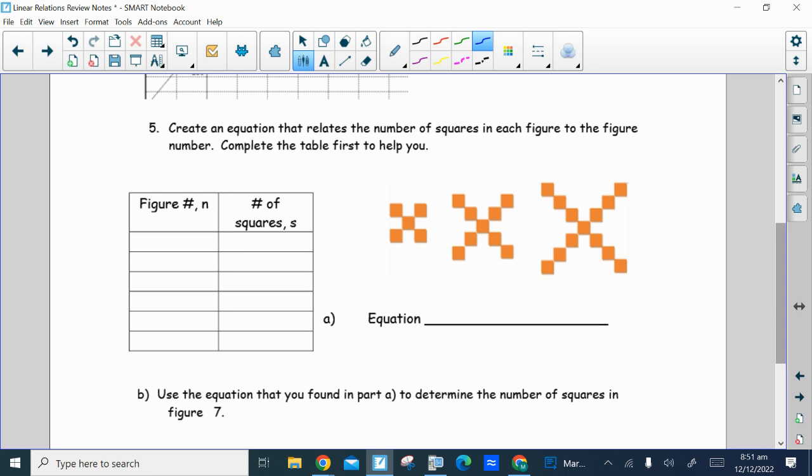Number 5 says create an equation that relates the number of squares in each figure to the figure number. Complete the table first to help. So figure 1 has 5 squares in it. You just count them. There's 5 of them there. Figure 2, if we count up all the squares, it's 1, 2, 3, 4, 5, 6, 7, 8, 9. Figure 3 has 1, 2, 3, 4, 5, 6, 7, 8, 9, 10, 11, 12, 13.